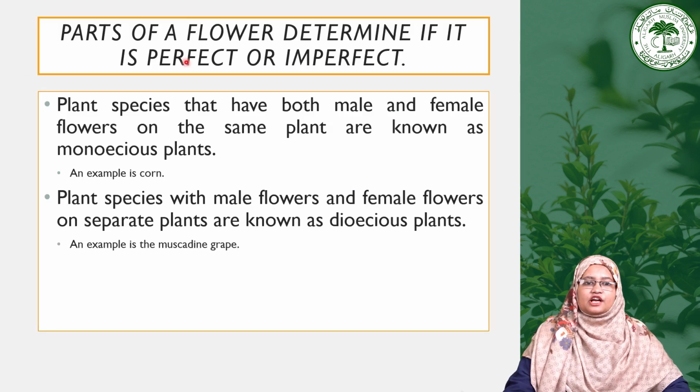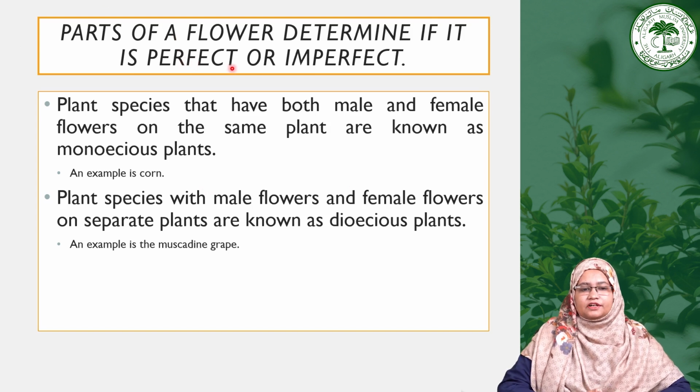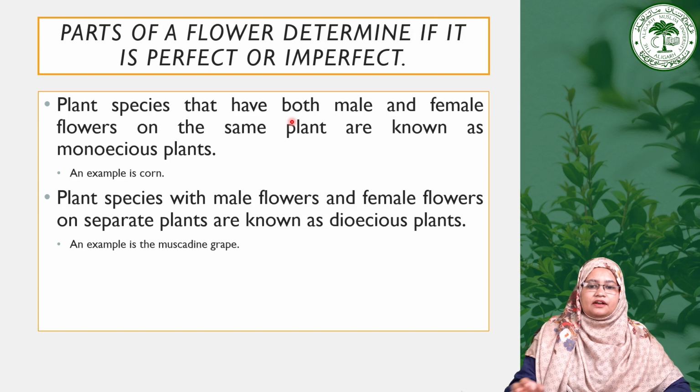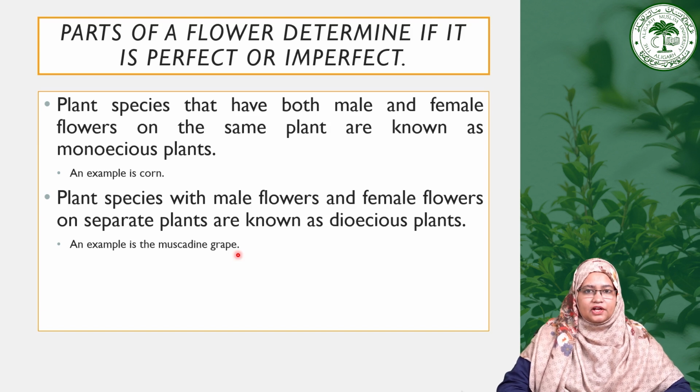If we see the parts of a flower, it is determined whether it is perfect or imperfect. Many plant species that have both male and female flowers on the same plant are known as monoecious plants, like in the case of corn. If the plant has both male and female flowers, it is called monoecious, and if male and female flowers are produced on different plants, the plant is called dioecious, as in the case of muscadine grape. So a plant may be monoecious or dioecious depending upon the types of flowers it has.